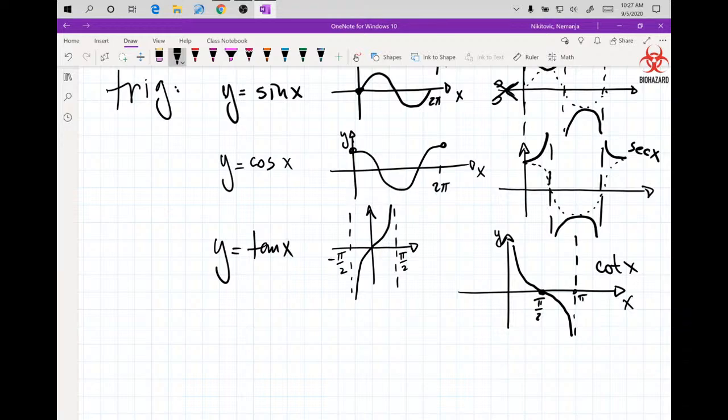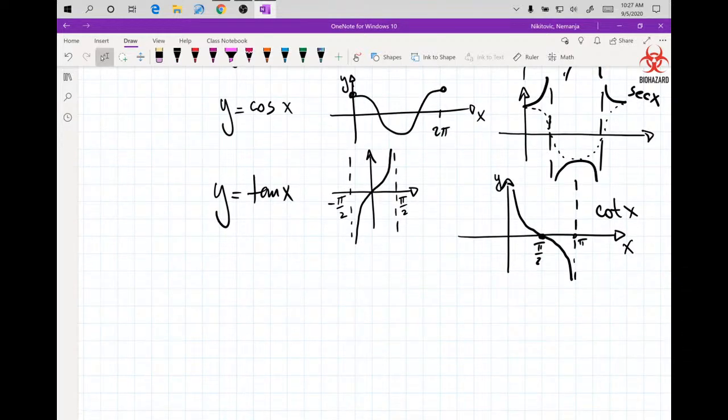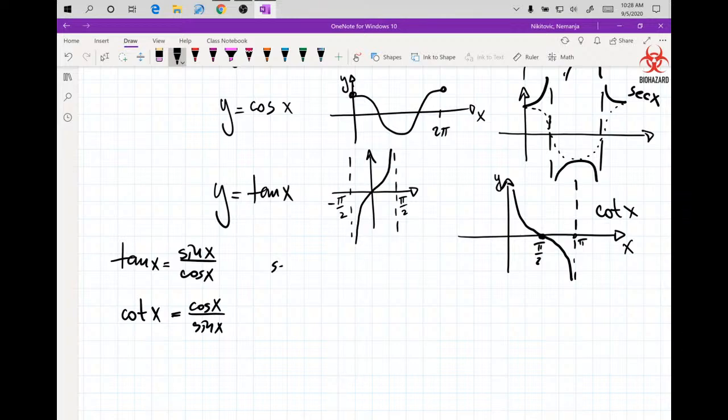A couple of formulas that will be beneficial. Tangent x is sine x over cosine x. Cotangent x is cosine x over sine x. Secant x is 1 over cosine x, and cosecant x is 1 over sine x.